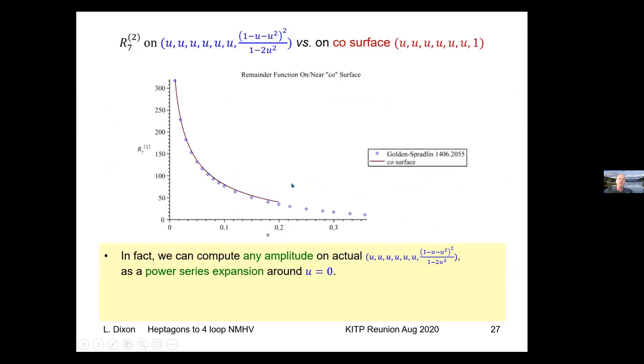Now, I'm also going to skip through this part. I'm just going to mention that once we have the data on the CO surface, and we have differential relations, which we know in the bulk, we can use them to integrate up off the surface. For example, if we want to compute the amplitude where Golden and Spradlin actually computed it, which was on this line here, the CO surface is not quite good enough. It sets this to 1, which is not quite legal. It turns out it's very close.